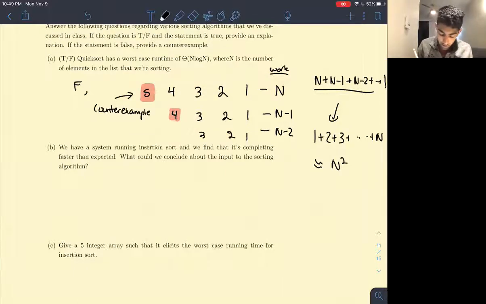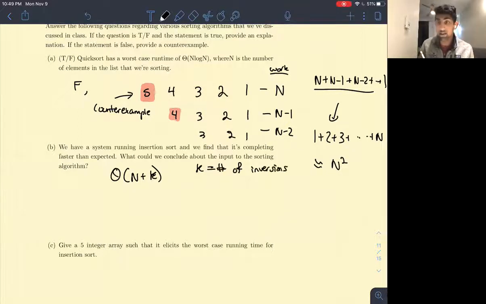Okay, nice. So the next question states we have a system running insertion sort and we find that it's completing faster than expected. What can we conclude about the input to the sorting algorithm? So when we run insertion sort, one way of thinking about its runtime is theta of n plus k. Theta of n plus k comes from the idea where k is equal to the number of inversions. So this is another way of thinking of this runtime of insertion sort.